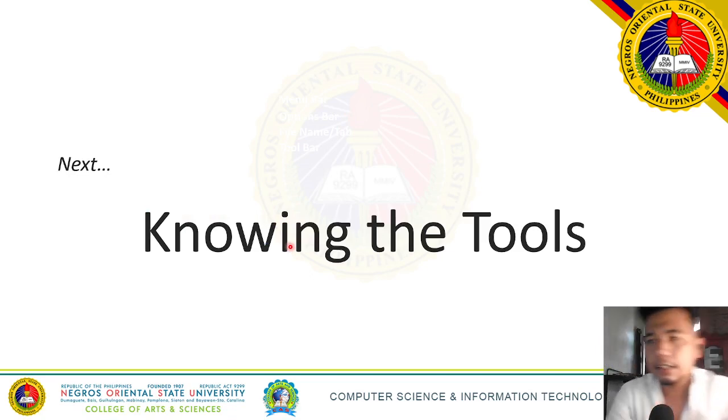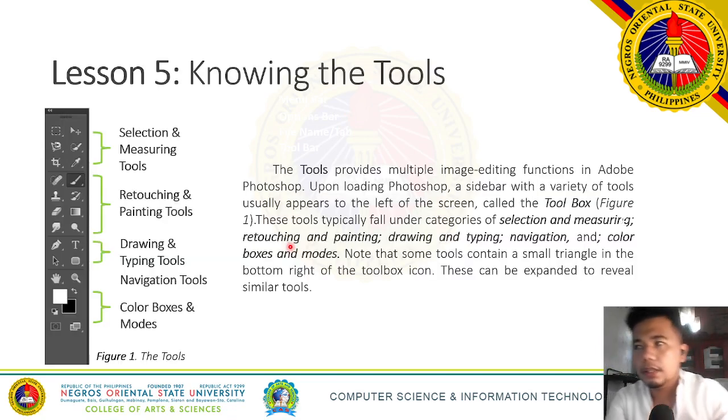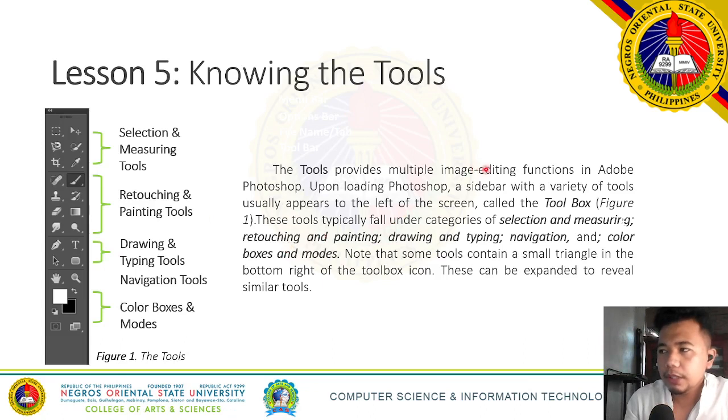Alright, next is knowing the tools. The tools provide multiple image editing functions in Adobe Photoshop. Upon loading Photoshop, the sidebar with a variety of tools usually appears on the left side of the screen, called the toolbox. Just like this one. Usually it's on the left side. These tools typically fall under categories of selection and measuring, retouching and painting, drawing and typing, navigation, and color boxes and modes. Note that some of the tools contain a small triangle in the bottom right of the toolbox icon. This can be expanded to reveal similar tools.